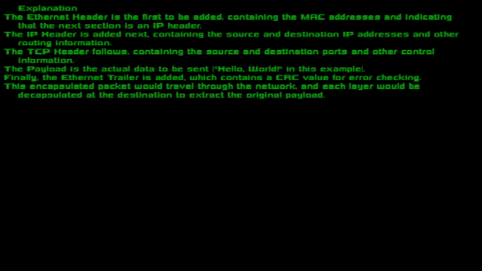Finally, the Ethernet trailer is added, which contains a CRC value for error checking. This encapsulated packet would travel through the network, and each layer would be decapsulated at the destination to extract the original payload.